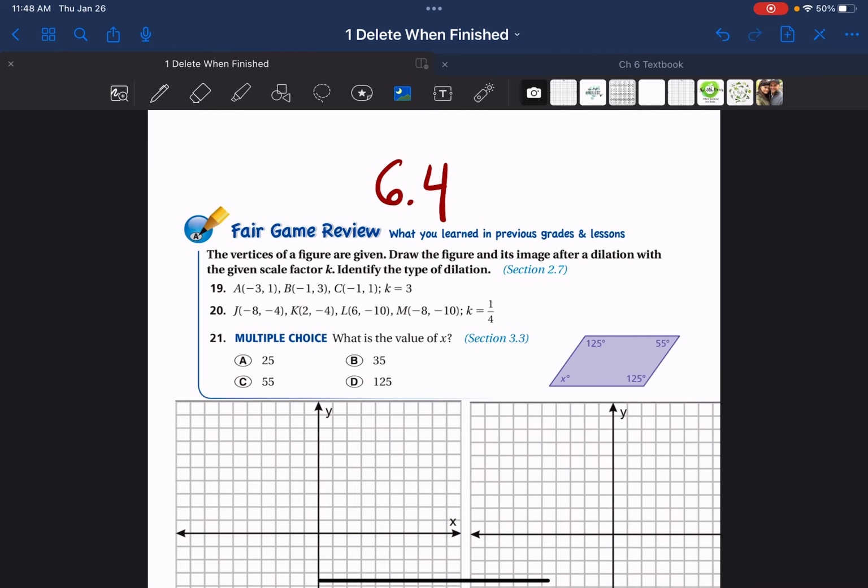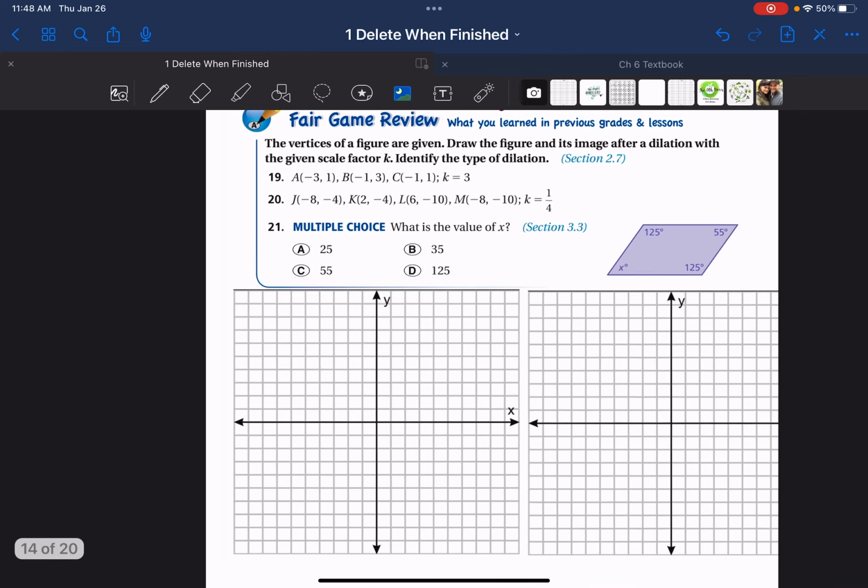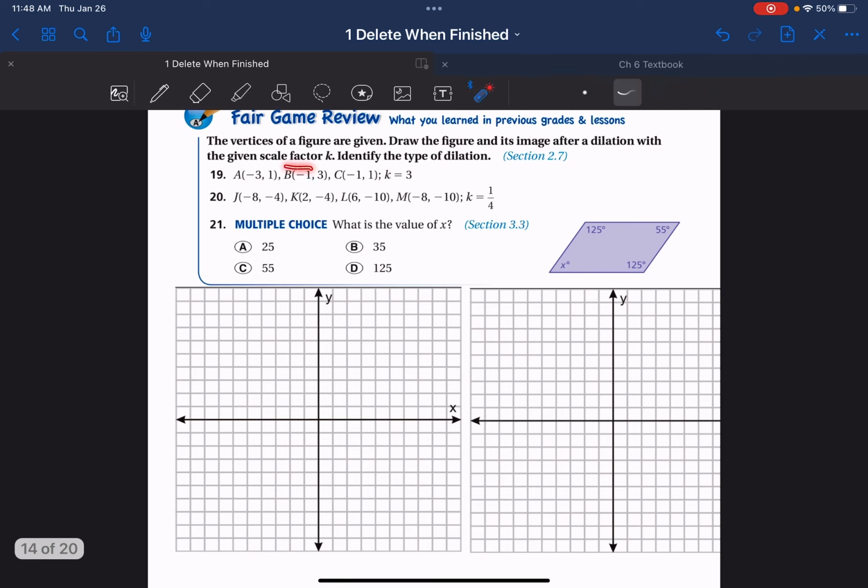Okay, so here's what we need to do. We need to first just draw this shape, like plot it on there, and then we need to dilate it with this scale factor and then draw its new image, okay? And don't forget, the new image will be prime, so it'll be A prime, B prime, C prime, okay? Now I want you guys to try 19 on your own. I will do 20 with you.